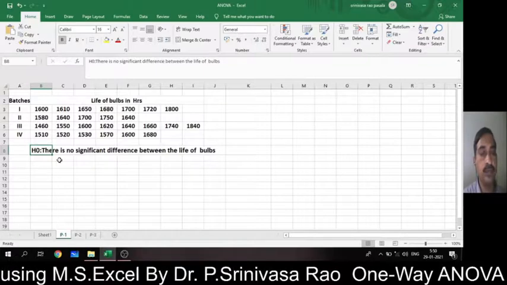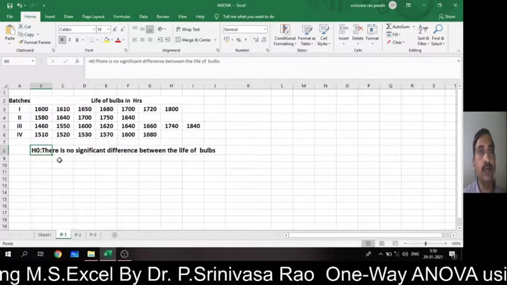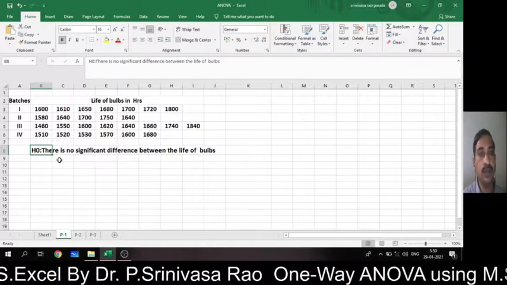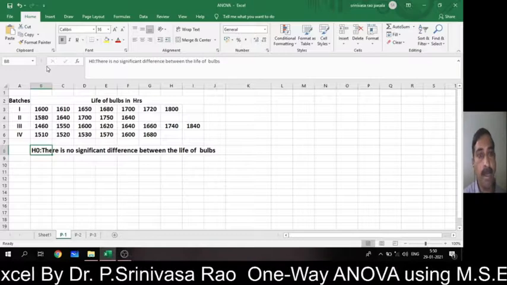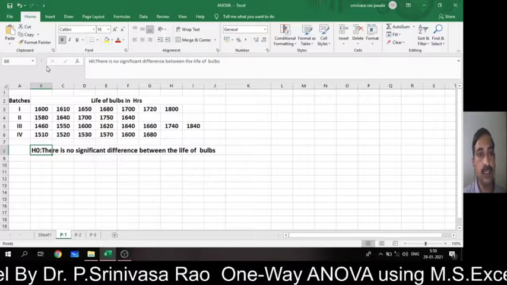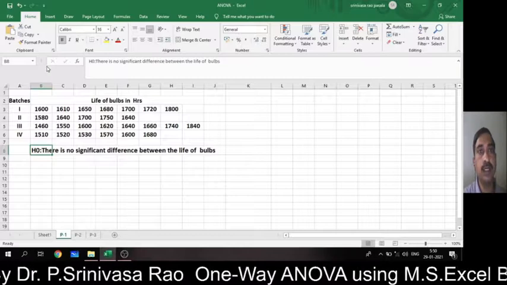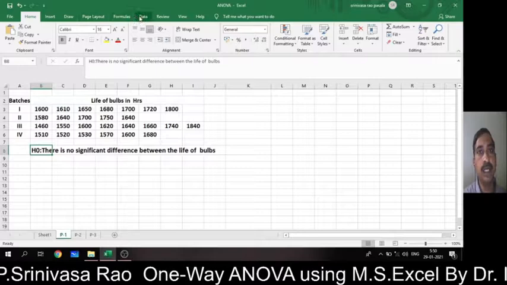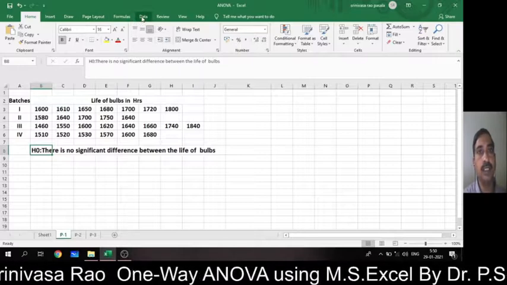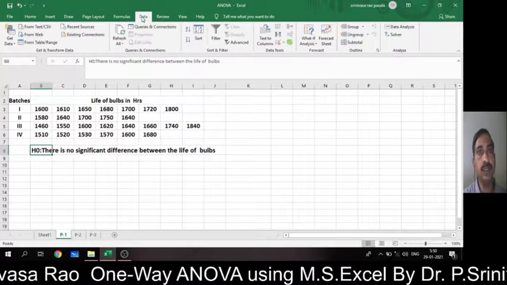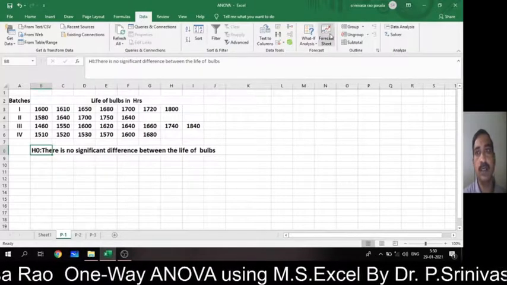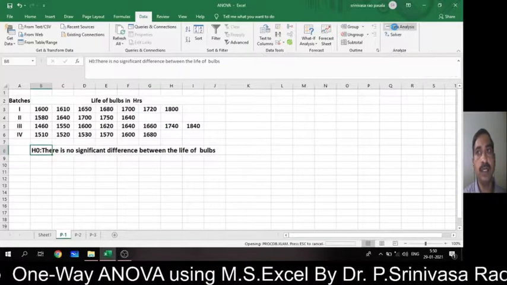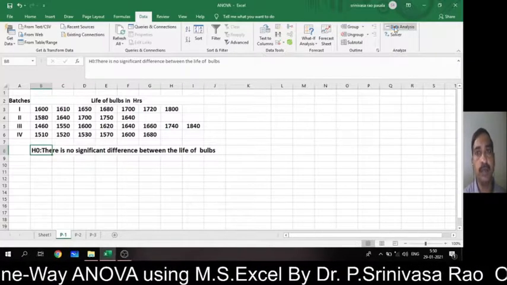So for testing this hypothesis, we carry out one-way classification of ANOVA. Let us see how to do this. Just now we discussed the various steps involved in carrying out one-way classification of ANOVA. First you have to select the Data option. If you observe the upper corner, Data Analysis. Here you click Data Analysis, then one pop-up box appears.